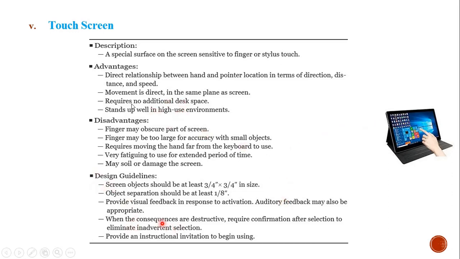When consequences are destructive, require confirmation of the selection to eliminate the inadvertent selection. Provide instructional invitation to begin using. So you can provide a manual before for a user to generally begin with using the touch screens.